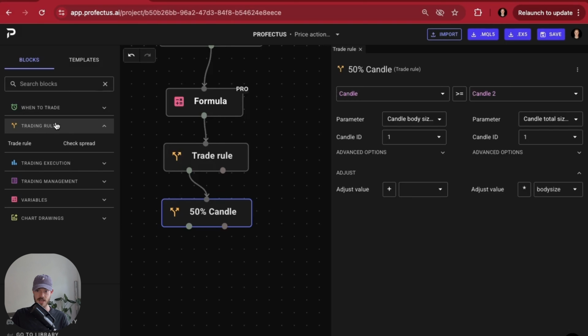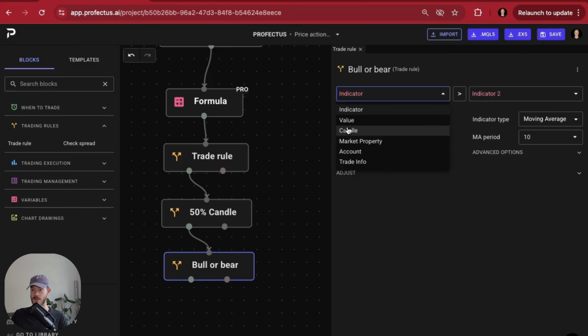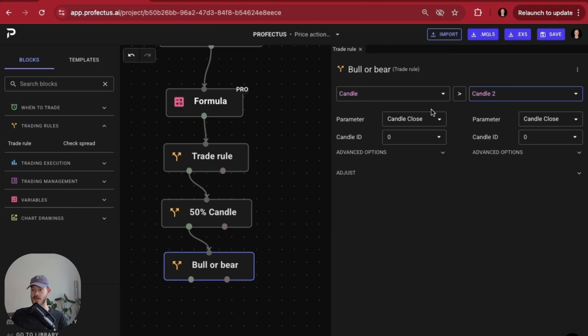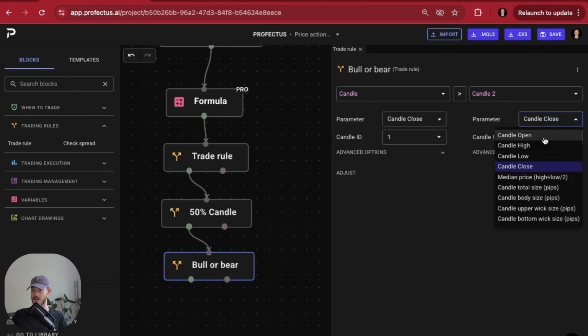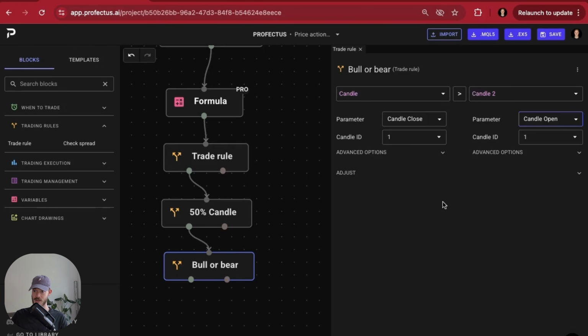And now we want to check, is the candle with the candle ID number 1, so the past closed candle, a bullish or a bearish candle. How do we do this? Again, we take a trade rule block, connect this one. Here again, we check the candle, and here we simply check, cool, candle ID 1, is the candle close higher than the candle open? Quick check. When the candle close is higher than the candle open, we have a bullish candle.